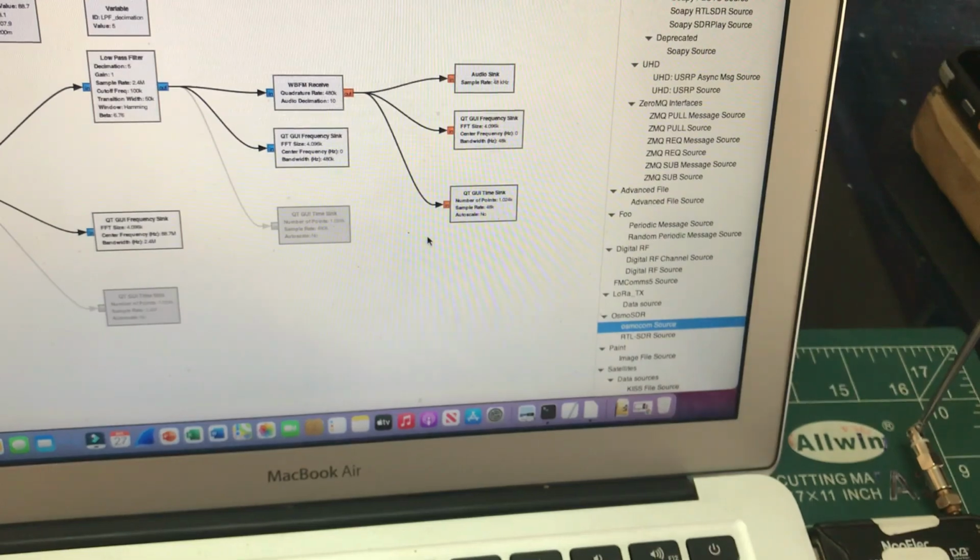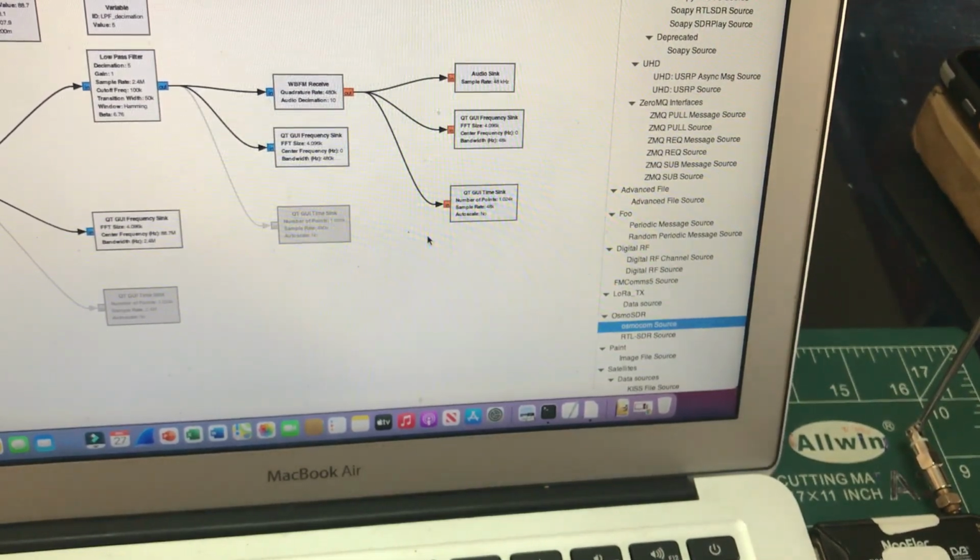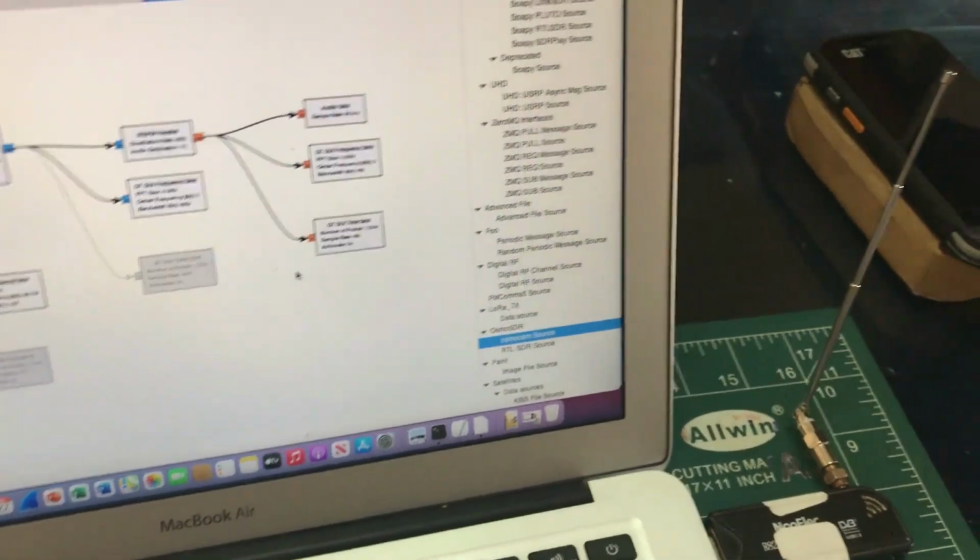Today we're gonna make an FM receiver using software-defined radio. So what I have done is that I have my RTL-SDR dongle, which is right here, connected to the USB of my computer, and this is an antenna which is connected here. So let's have a look at it.